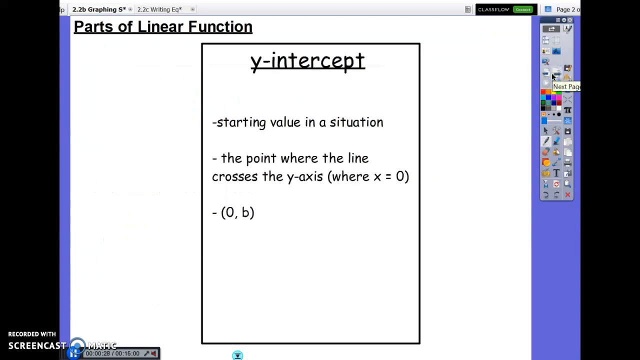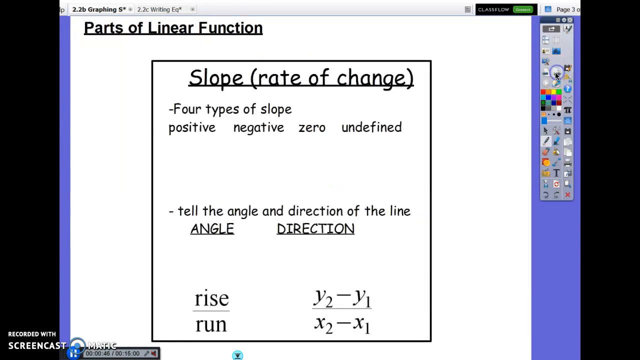Just a little bit of review to start off. So remember, our y-intercept, that's the point where our graph crosses the y-axis. If it's crossing the y-axis, we know that the x value is 0. So we know that our y-intercept is the point (0, b), 0 and then the y value.